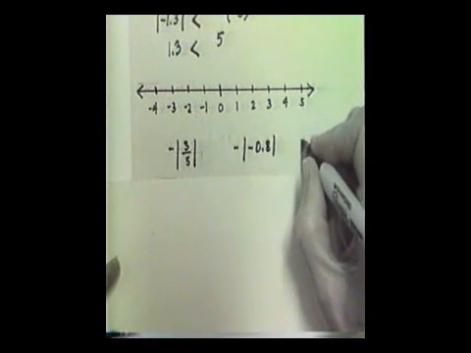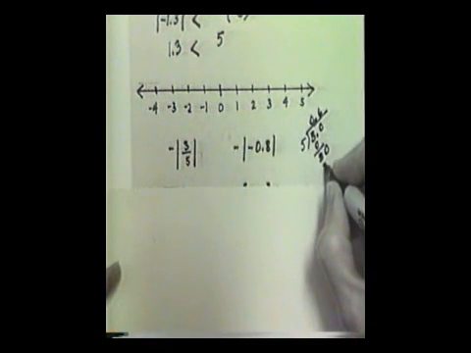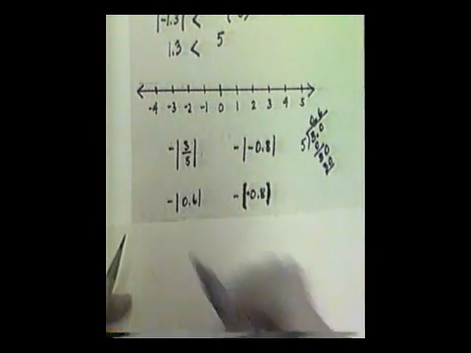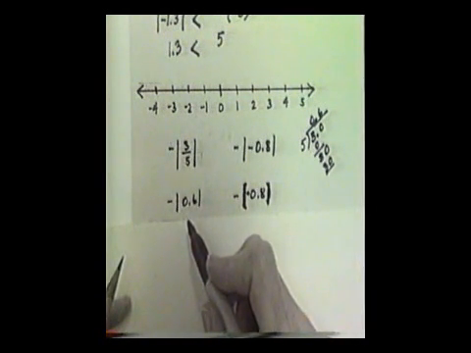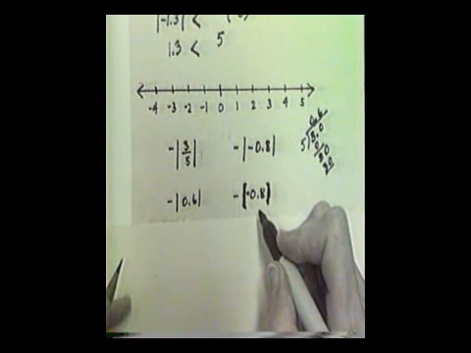3/5 means we would divide 5 into 3. We get 0. We place our decimal, affix a 0, divide 5 into 30 and get 6. 6 times 5 is 30. So that means that 3/5 is the same as 6/10. And so we have the opposite of the absolute value of 6/10, the opposite of the absolute value of -8/10.